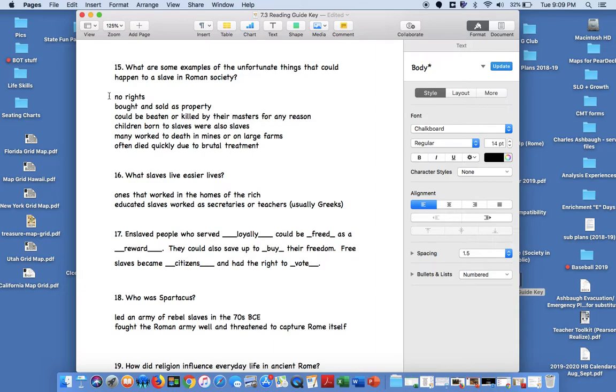Enslaved people who served loyally could be freed as a reward. They could also save up to buy their freedom, and once they became free, they became citizens and had the right to vote.